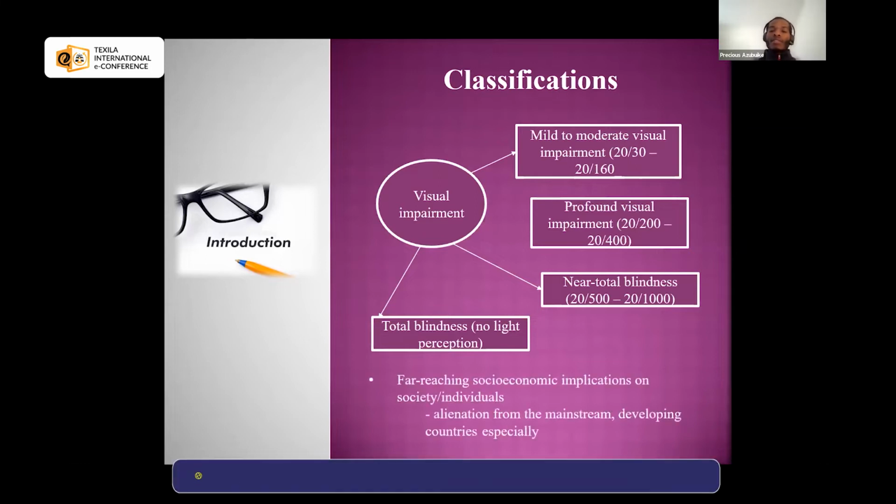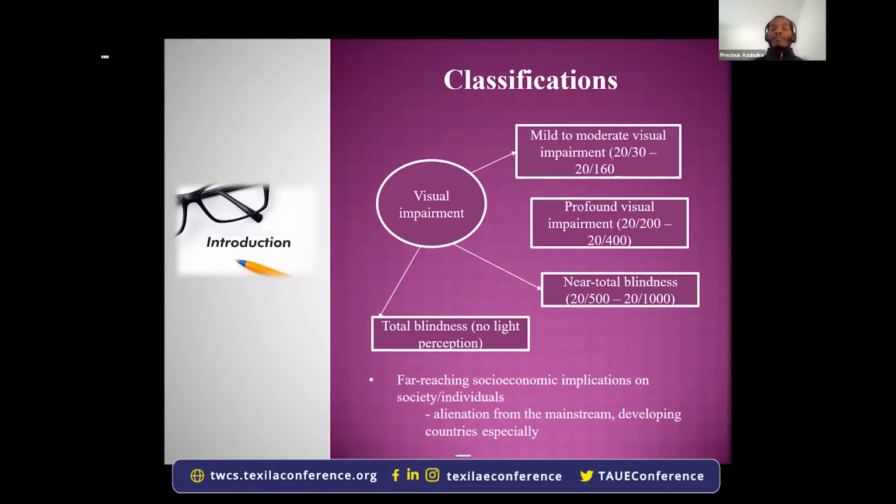It's also important to know that the far-reaching socioeconomic implications of visual impairment cannot be overemphasized. Most of the time, people who have visual impairments have a drastically reduced quality of life, and a good number of them are alienated from the mainstream of society, particularly in developing countries.